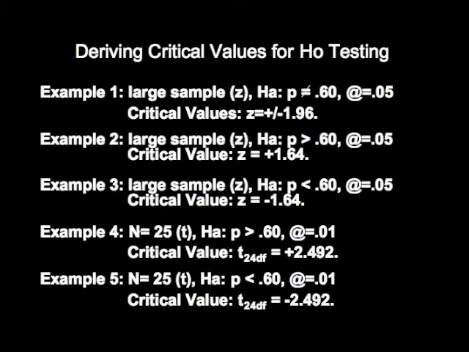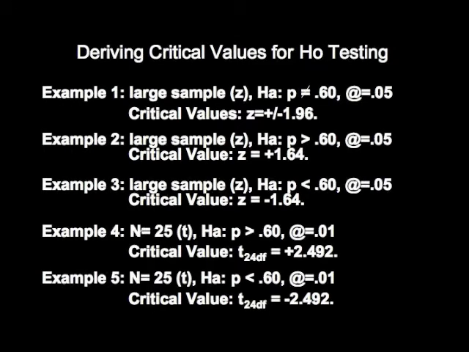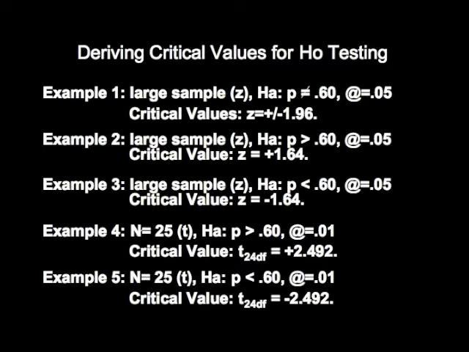In the fourth example, you've got a small sample. So you look at the table of Appendix B, the t-table, and what you find is for a 0.05 level at 24 degrees of freedom, you find the critical value is 2.49.